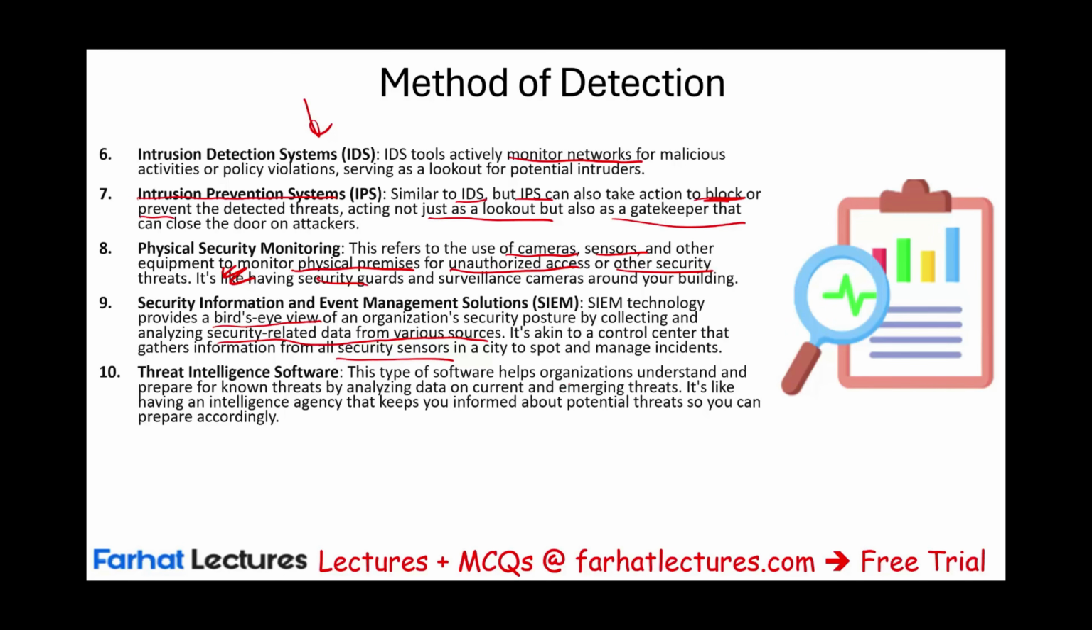Also, threat intelligence software. This type of software helps organizations understand and prepare for known security threats by analyzing data on current and emerging threats. And we talked about this, threat intelligence software. This software contains all threats that happened in the past. It will analyze your current situation and see if there's something similar to something that happened in the past. It's like having an intelligence agency that keeps you informed about potential threats so you can be prepared.